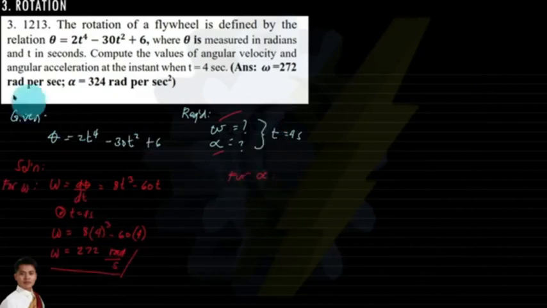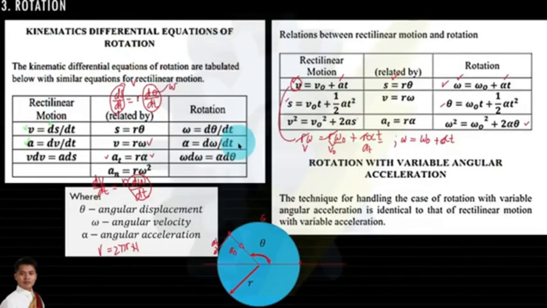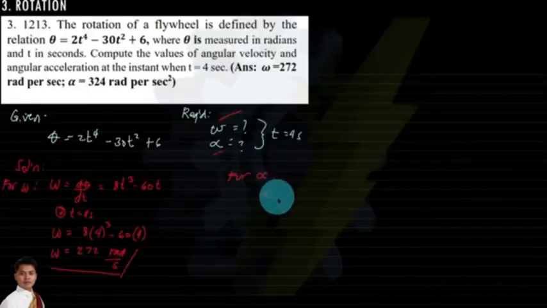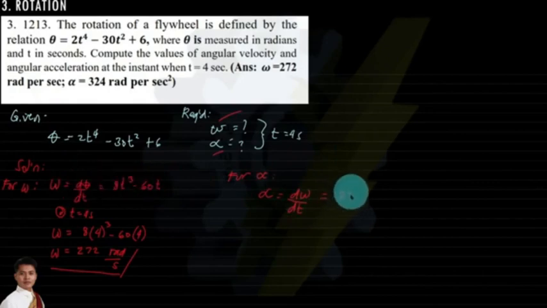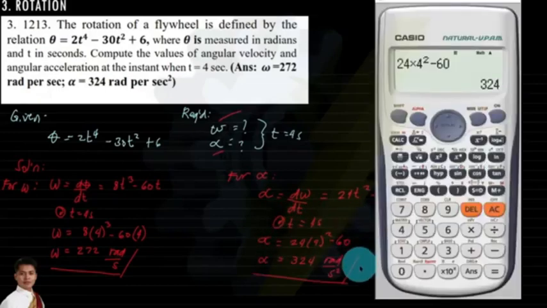So alpha can be solved using our differential equations of rotation, or our equation number 2, or this equation. So we have alpha is equal to d omega over dt. So let us differentiate our equation for omega. So that is 24t squared minus 6t. Then at t is equal to 4 seconds, alpha is equal to 324 radians per second squared.